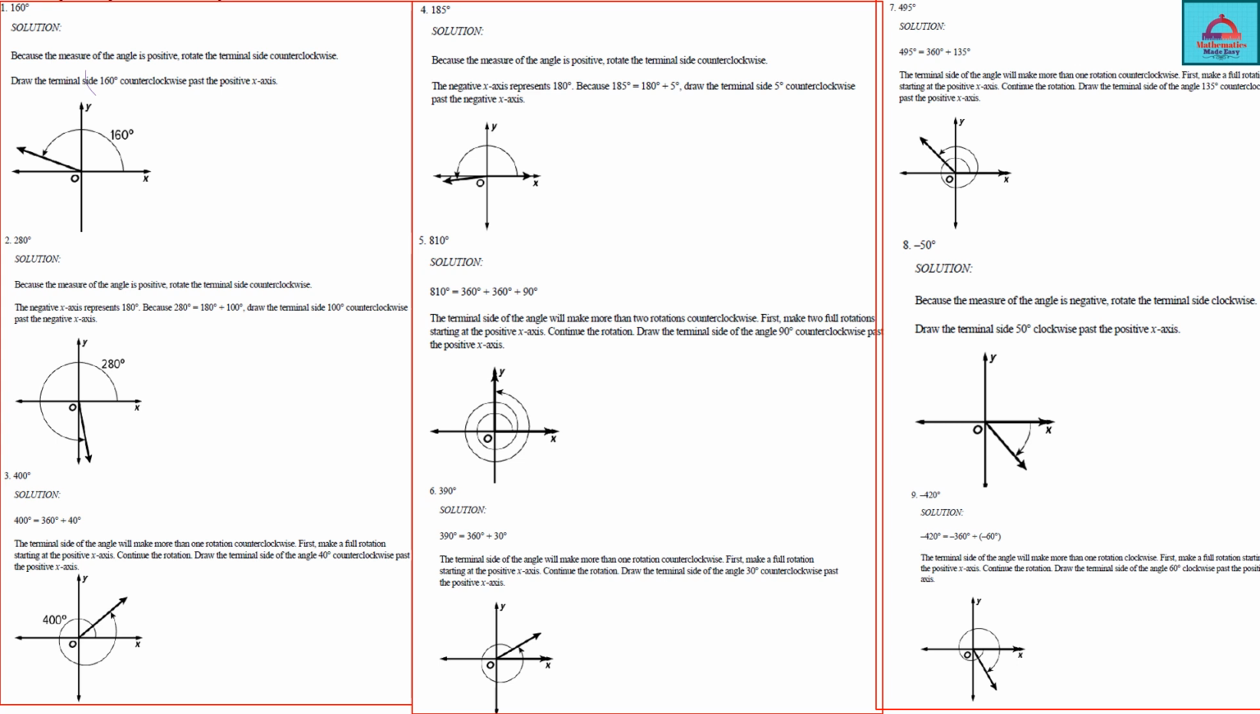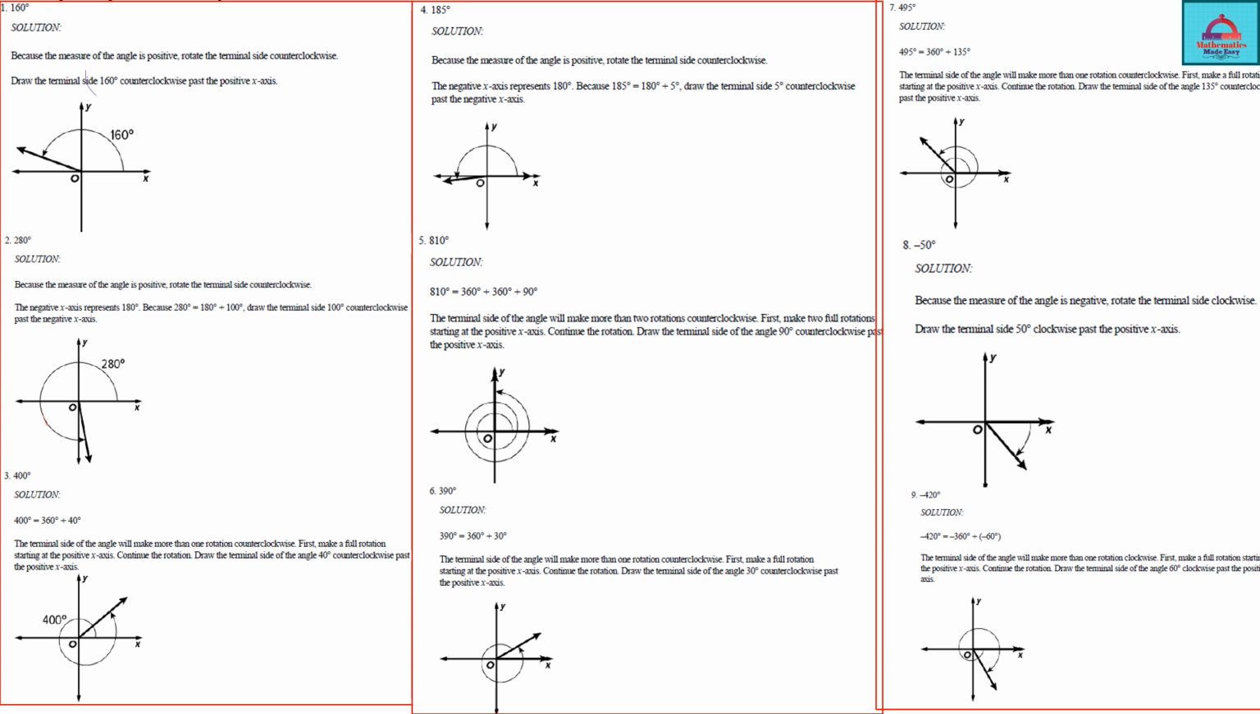280 is, if you subtract half angle from 280, that means 280 minus 180, it is going to be 100. That means from this point we are going to draw 100 angle. So draw the terminal side 100 counterclockwise past the negative x-axis. So this is the negative x-axis. From there we draw 100 in the counterclockwise direction. So this is the terminal side 280.